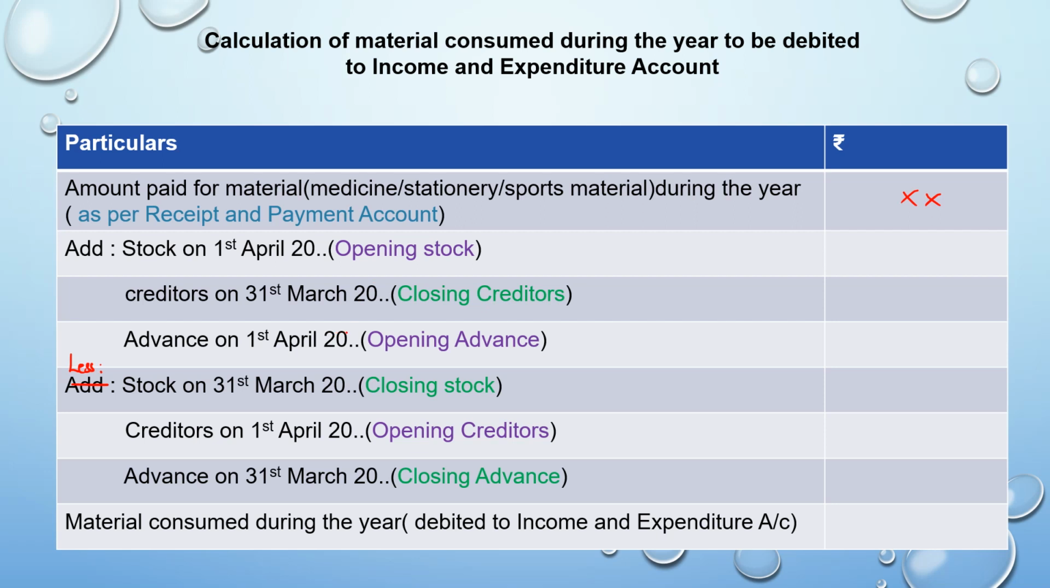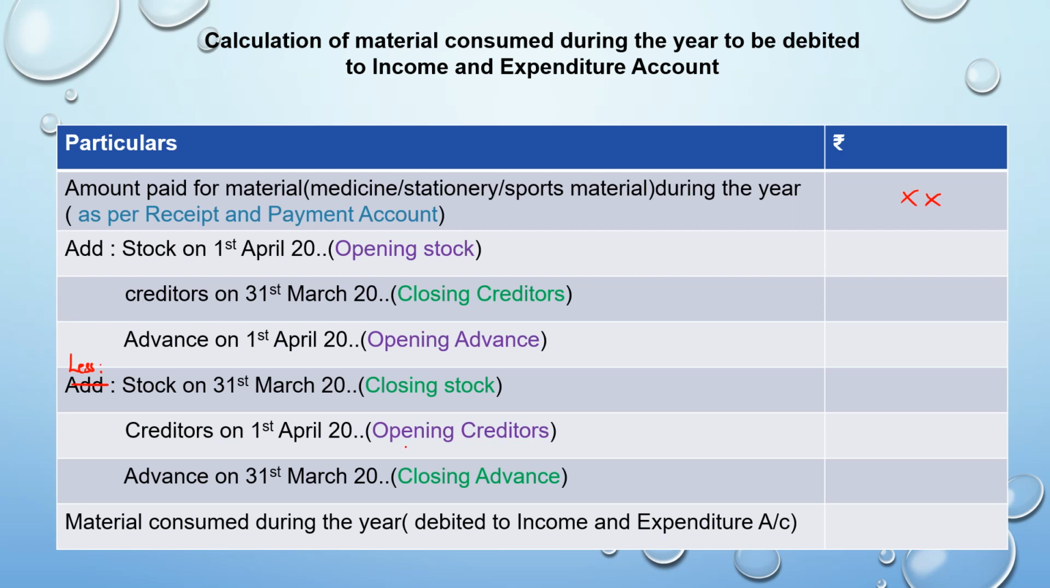Similarly, the advance which was given at the beginning of the year, that was given in the previous year related to the current year, so we add it. And the creditors at the closing, whatever we have, also have to be included in the current year's item. So we add these items. And the opposite is done for the closing stock, because it is stock still remaining which is going to be consumed in the next year. So we are deducting that.